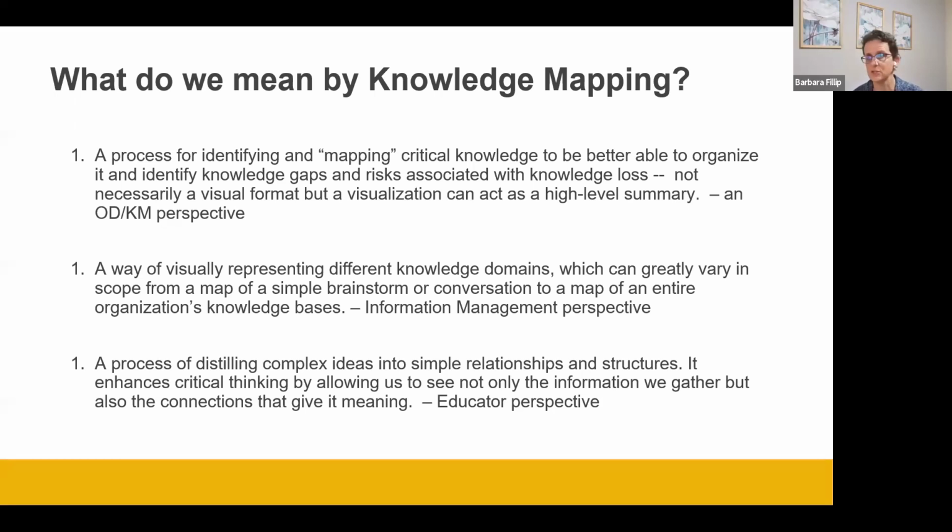So from an organizational development or even a knowledge management perspective, knowledge mapping is a process for identifying and documenting critical knowledge, making critical knowledge more visible, more accessible, etc. For an information management professional, knowledge mapping could be more synonymous with data mapping or information mapping. It's going to be related to knowing where specific information lives within an organization's systems and how it's connected across those systems. So that's a slightly different view of knowledge mapping.